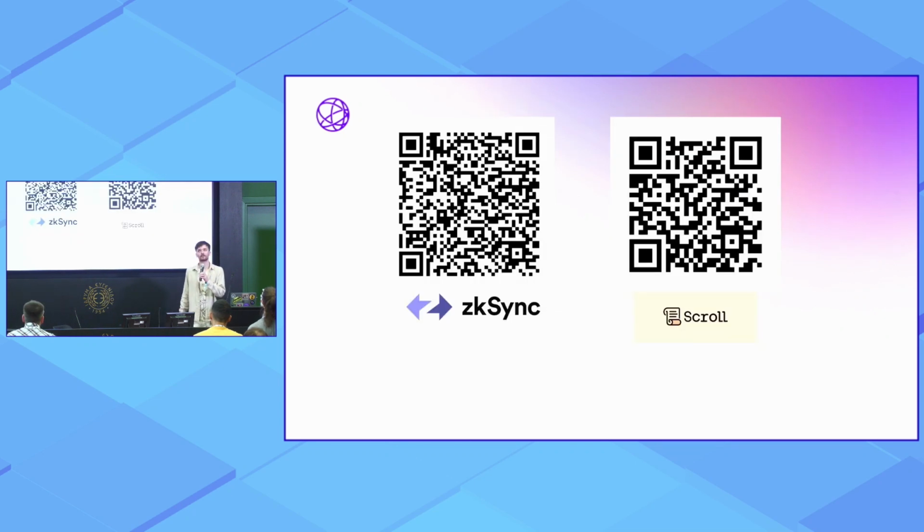This is pretty well documented in ZK Sync's docs, as well as in a blog post by Scroll, if anyone is curious about how data availability is done in ZK rollups. I'll let you scan that for another second.